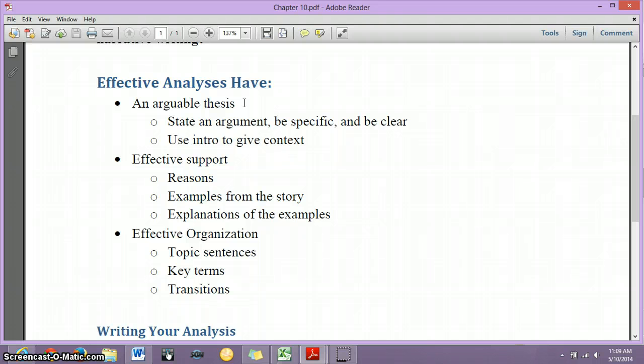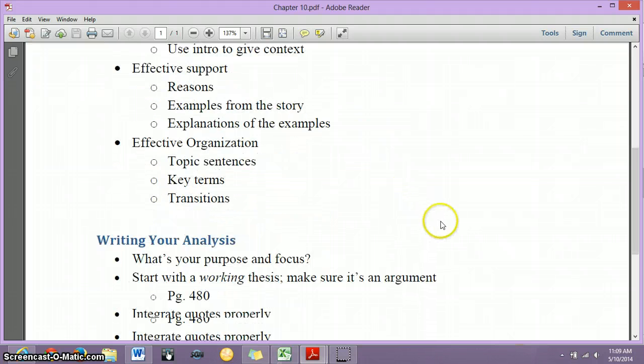So when you're analyzing, this short story is not particularly long and difficult, at least in my opinion, and you're only working with the characters. So key terms I don't think really is important for this particular essay that you're going to be writing. But the topic sentence and the transitions are absolutely critical. Okay? All right, so that's what analyses have.